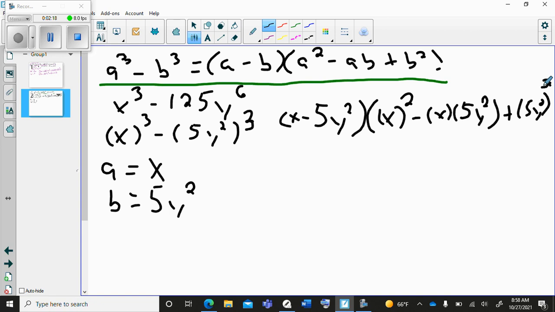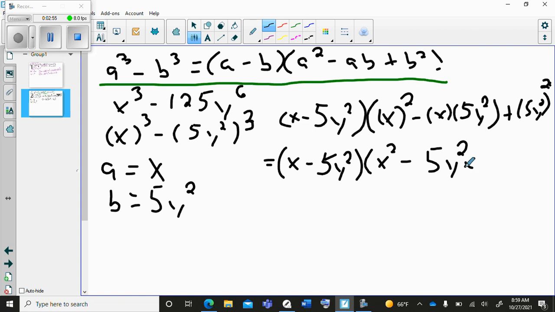Okay, so now that you have everything plugged in, all you want to do is simplify. So the first term is super easy. You don't have to simplify anything. So that's just going to be x minus 5y squared. For the second set of parentheses, x to the second power is x squared. X times 5y squared is going to be negative, you could say 5xy squared or 5yx, either way. So I'm just going to keep the 5y squared together and call it 5y squared x.